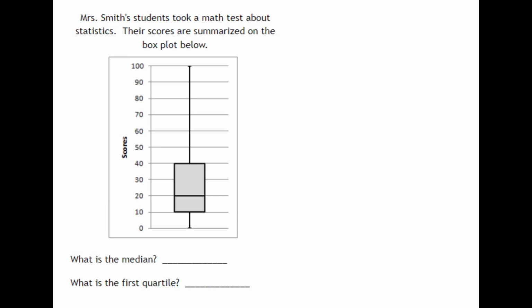Mrs. Smith's students took a math test about statistics. Their scores are summarized in the box plot below. So if we remember from our box plot, we have our Q2 in the middle. This is our Q3 because it's bigger. Bigger numbers are up here. Here's our Q1. This is our min. And this is our max. So you need to, 1, find the median just by looking at your box plot.